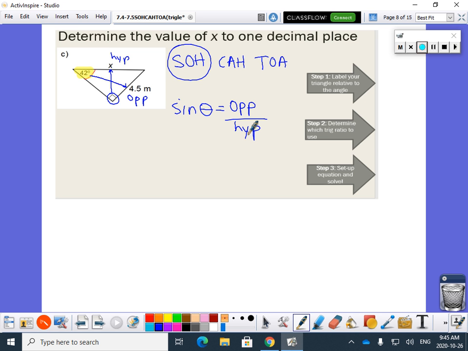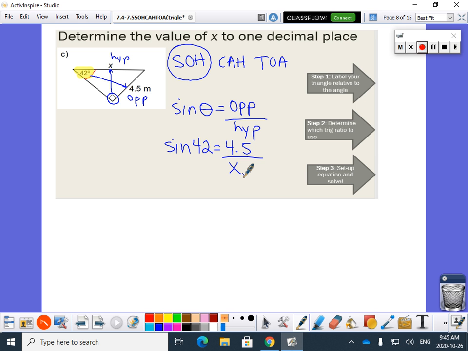Okay, now we're going to fill in what we have. So, sine, what's my angle? 42. Good. What's my opposite side? Good. What's my hyp? X. Good. Now, there are multiple ways to do this. So I'm going to show you all three ways, and you decide which way you like to do it.